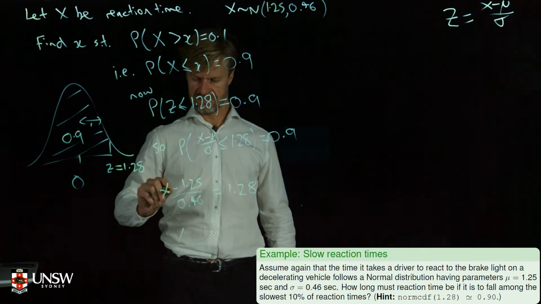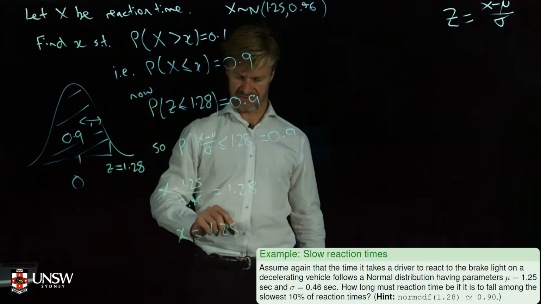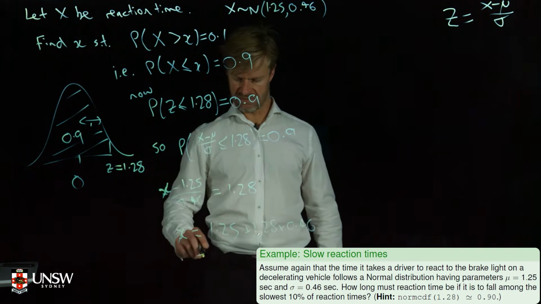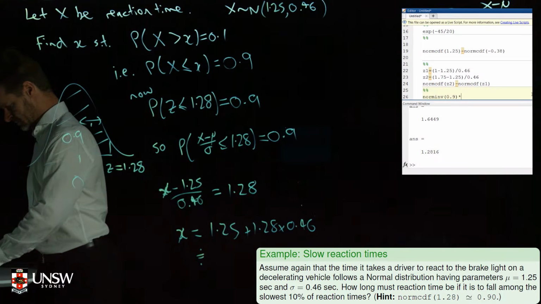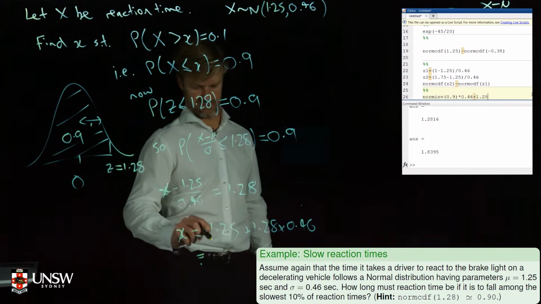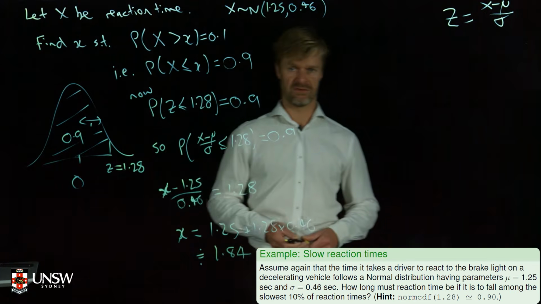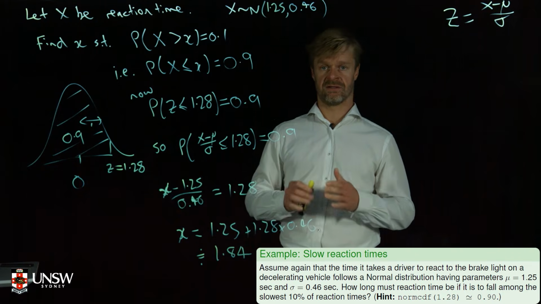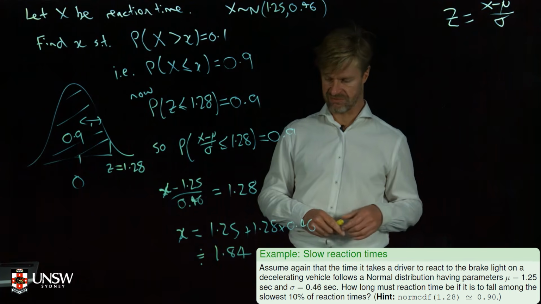So x is equal to 1.25 plus 1.28 times 0.46, which is approximately 1.84. So if he's longer than 1.84 seconds, he's in the slowest 10% of reaction times.